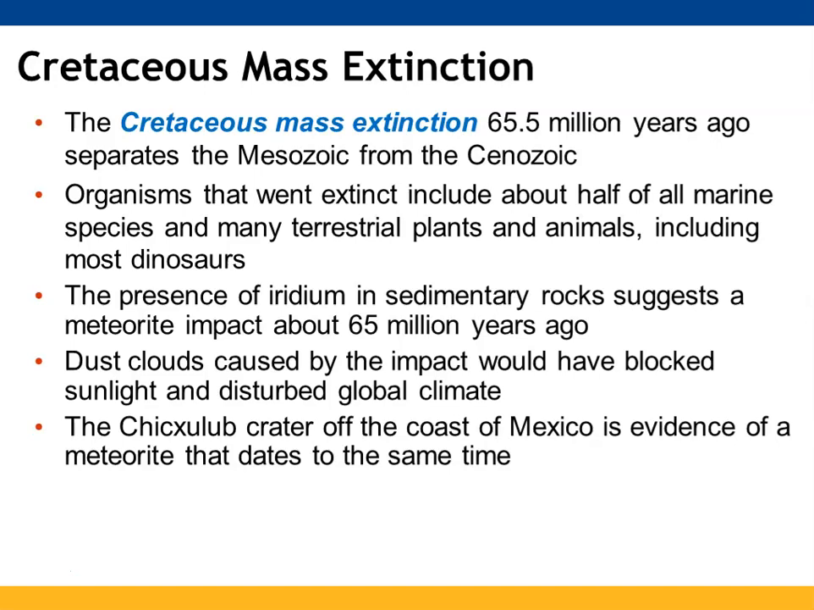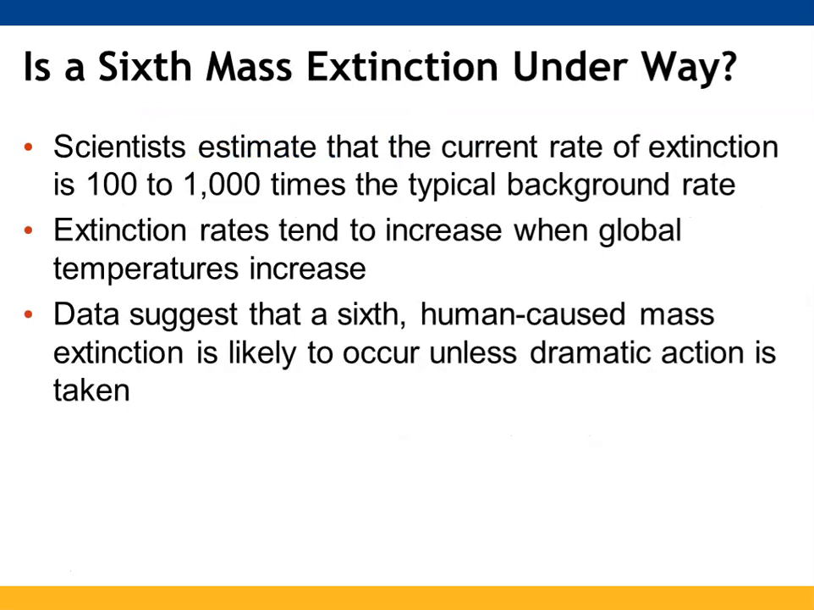Iridium is present in sedimentary rocks, so that kind of suggests that there was some sort of meteorite impact around this time period, and that dust clouds caused by the impact would have blocked sunlight and had a significant impact on global climate. And I'm not about to try to say the name of that crater, but this crater off of the Mexico coast is evidence of a meteorite, and based on its presence and data collected from that location, it appears to date to that time. So we're not focusing on all the extinctions, those are just a couple.